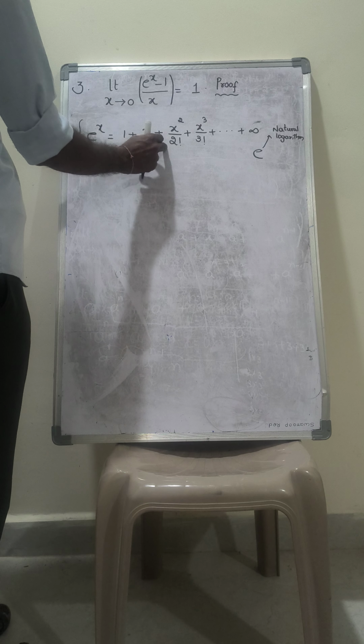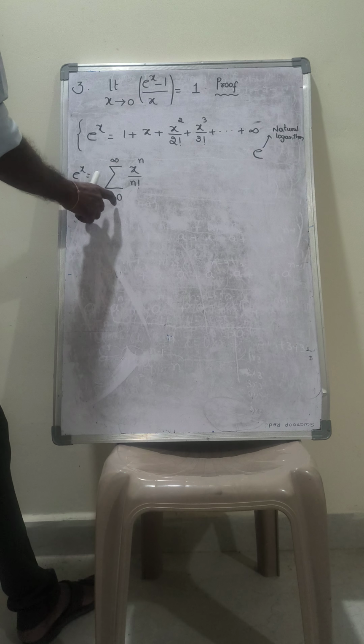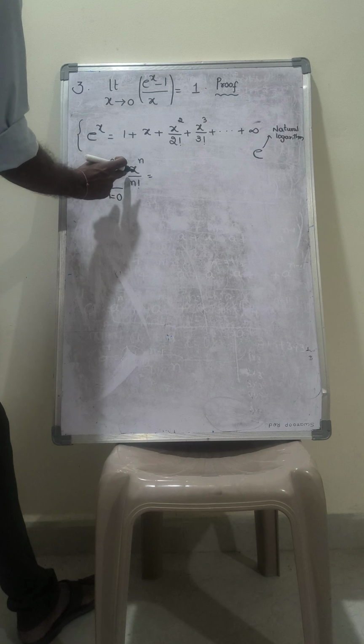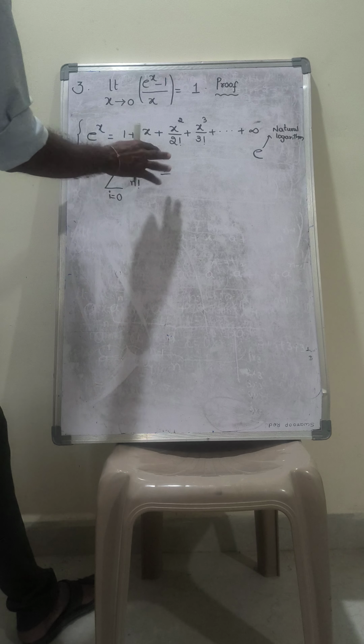We can also write it in summation form. The summation form of e power x is the summation from n equals 0 to infinite of x power n by n factorial. This is the exponential summation form of the e power x series. If you substitute n value 0 here, what will you get? First, x power 0. X power 0 means 1. 1 by 0 factorial, that is 1 only.